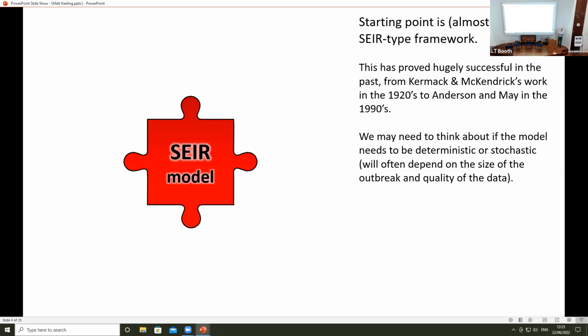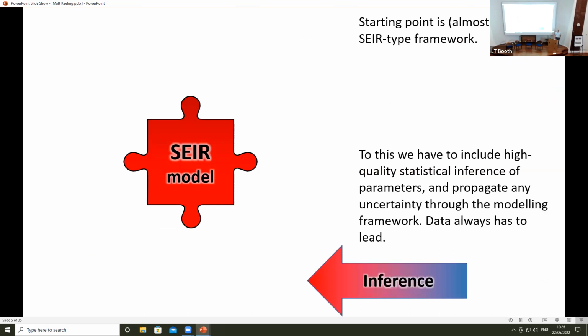So the starting point, when anyone says to me, epidemic, can you go away and model it? The starting point is almost always an SEIR type framework. Hugely successful ever since Kermack and McKendrick in the 1920s through to Anderson and May in the 90s. There may be things that we want to think about. Do we want it deterministic? Do we want it stochastic? This is going to depend on the size of the outbreak. Do we want it individual based? But generally there's some epi bit within it that's the SIR model.